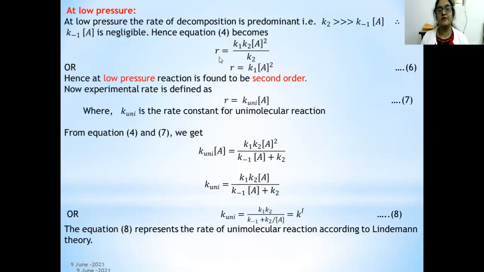So what do we write from equation 4? R is equal to K1, K2, concentration of A square as it is, divided by K2. Now we know that K1 is the activation rate constant and K2 is the decomposition rate constant. That K2 gets cancelled. Then R is equal to K1 into concentration of A square. That is, R is directly proportional to concentration of A raised to power 2. So at low pressure, it follows second order kinetics.